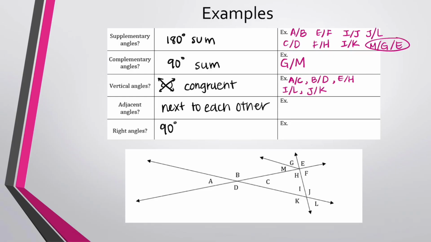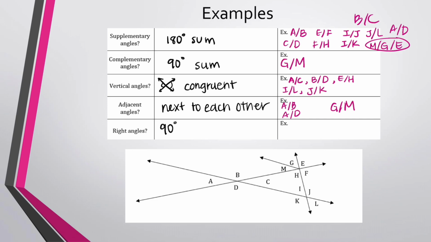Adjacent angles are anything next to each other, and they don't actually have to be congruent, or they don't have to be supplementary or complementary. So like A and B, A and D. Oh, I forgot to add A and D up here. And so I have AD and BC as well up here. Okay. Yeah, there's a lot of them. I'm only going to write these two because I'm too lazy. But anything that's next to each other. So like even G and M are adjacent angles.